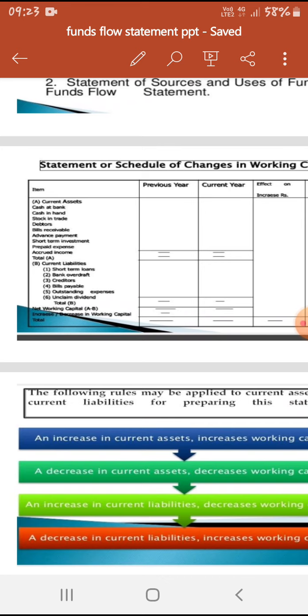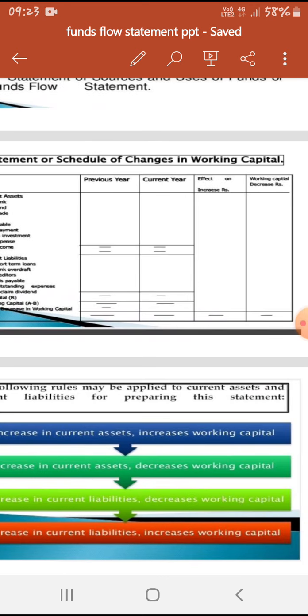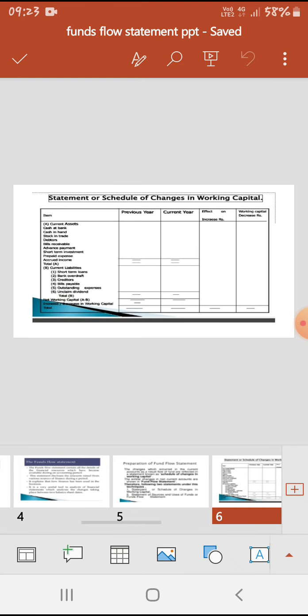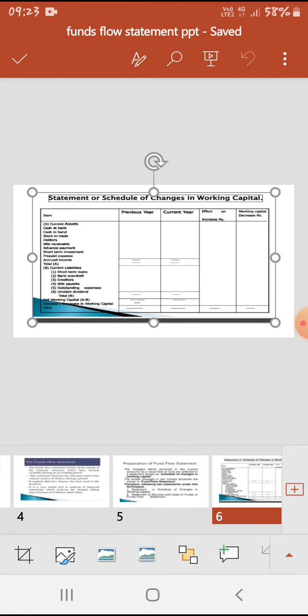Now how will we make the statement? First of all, we will write the items, that is current assets and current liabilities, previous year, current year, and effect of increase. Either the working capital will increase or will decrease according to the rule we apply. Now current assets will be like cash in hand, cash in bank, stock in trade, debtors, bills receivable, advance payment, short term investment, prepaid expenses, accrued income. Total of A will be written here, along with the previous year and current year.